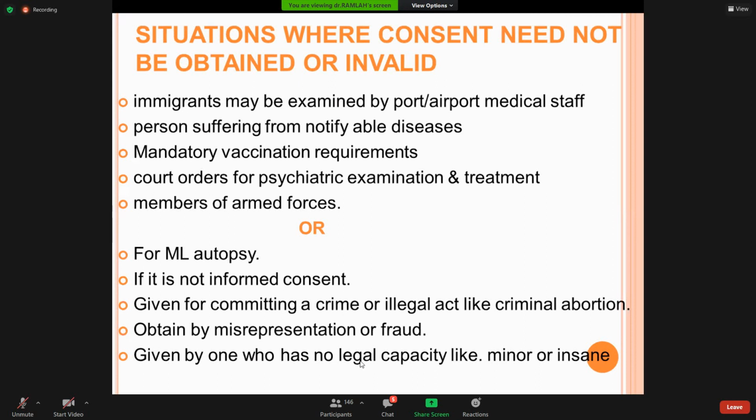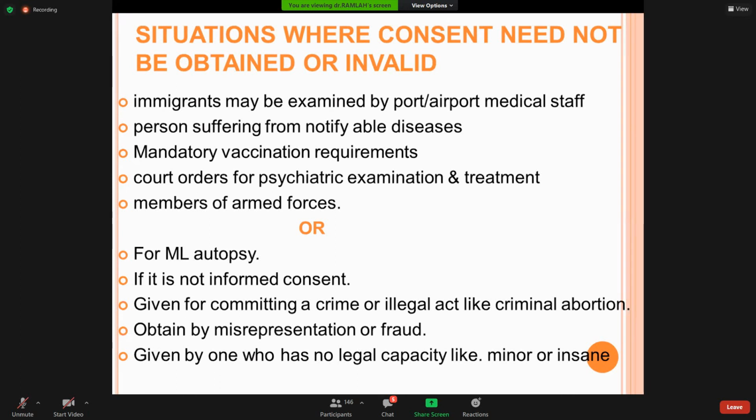Okay. Or for medico-legal autopsies, as I already told you, when there is any kind of suspect for homicide, suicide, or you are suspecting any kind of manipulation in the case, the body becomes the custody of the state. Okay? If it is not informed consent, take care, then again it becomes invalid. Also invalid is consent given for committing a crime or illegal act, like criminal abortion. Okay, you are healthy and you don't want to carry the child, because in Pakistan it's a crime to abort a healthy child, unless there is a dire need, where the mother's condition becomes so critical that if the baby survives the mother won't. In that case you go for abortion under the cover of therapeutic abortion.